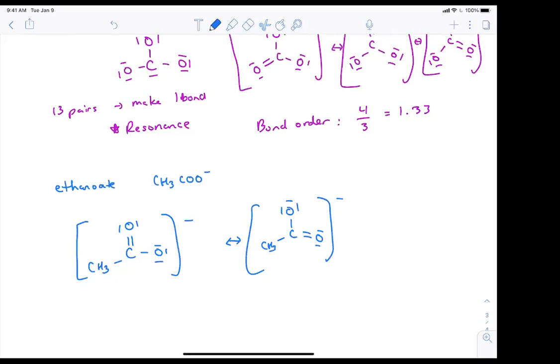So there is resonance between those 2 oxygens in ethanoate, not ethanoic acid, when there's an H bonded to the O. But when it's ethanoate, the ion, it actually resonates between those 2 linkages. And the bond order for that would be essentially 3/2, so 1.5. So it's going to be slightly stronger than the CO linkage in carbonate, but not that much stronger.